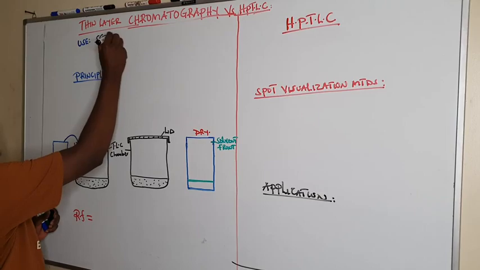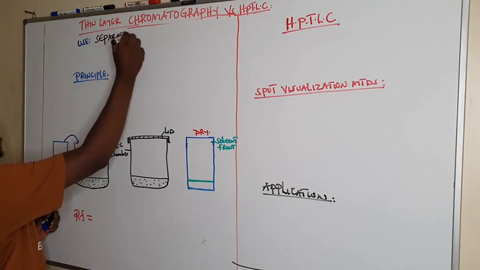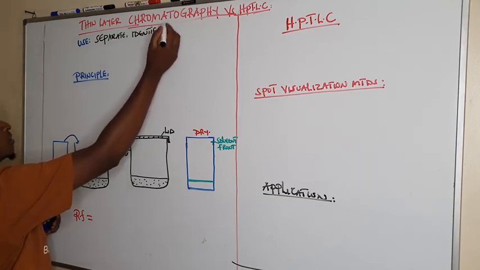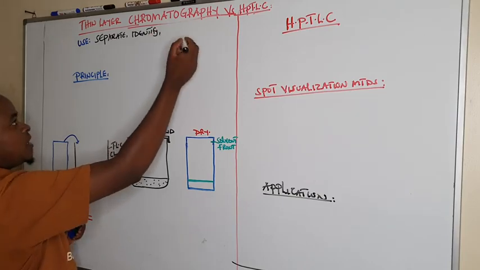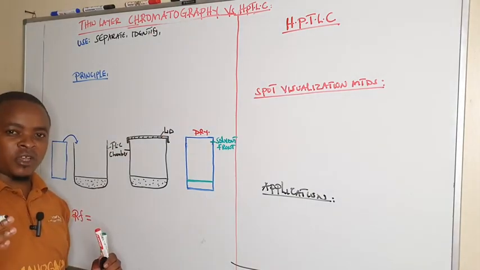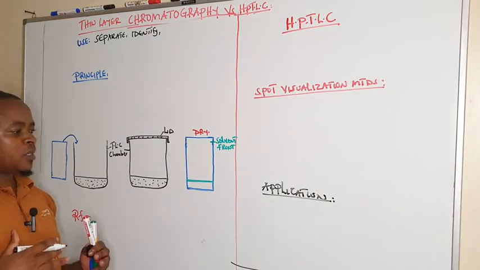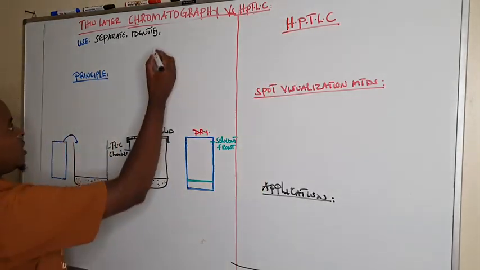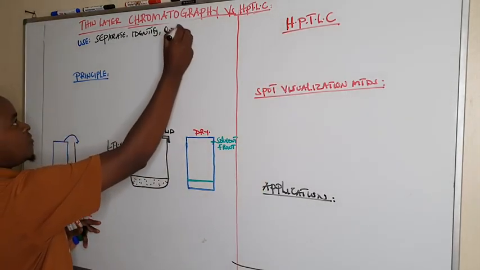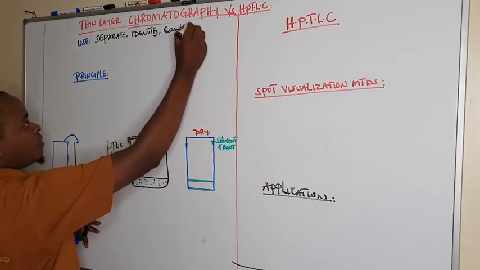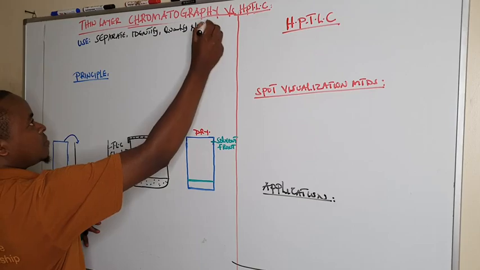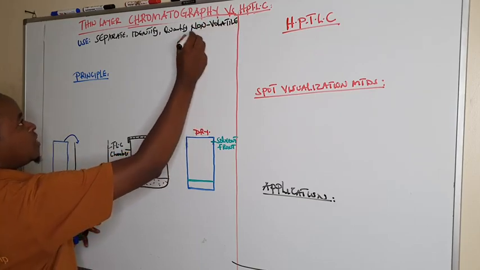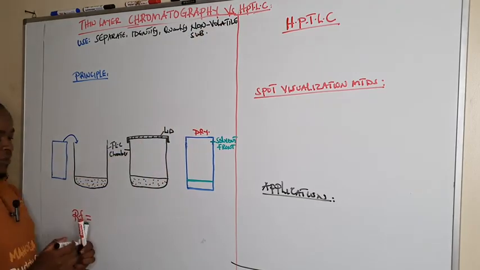We're using it to separate, to identify, and semi-quantitatively, because this one does not give a quantitative result, but it can accept the high performance, which will be able to quantify. Here we are looking at non-volatile substances.